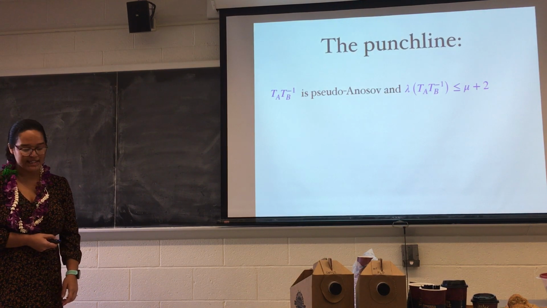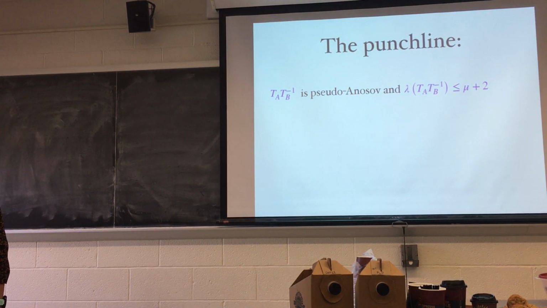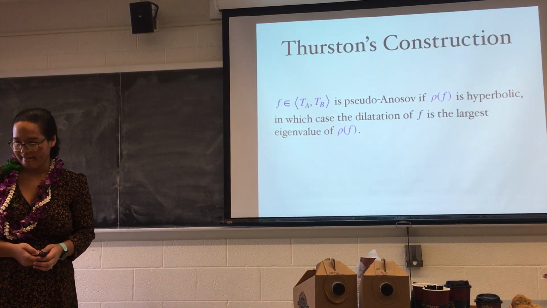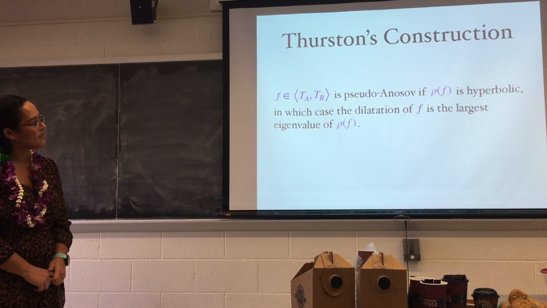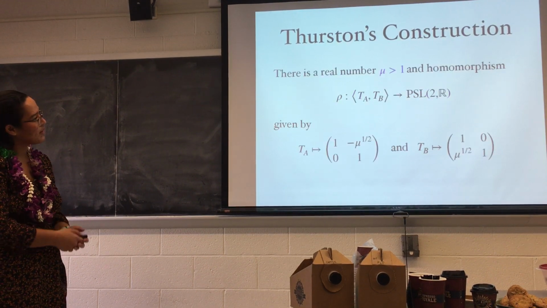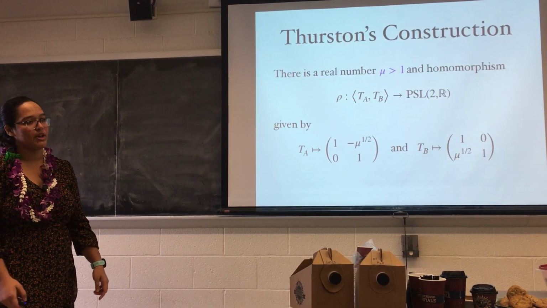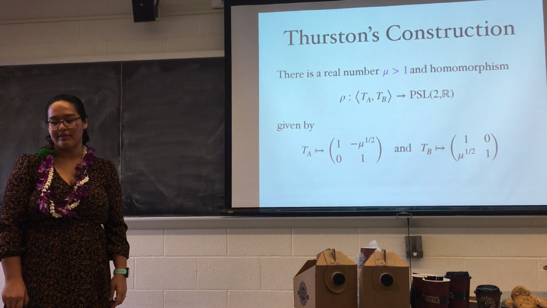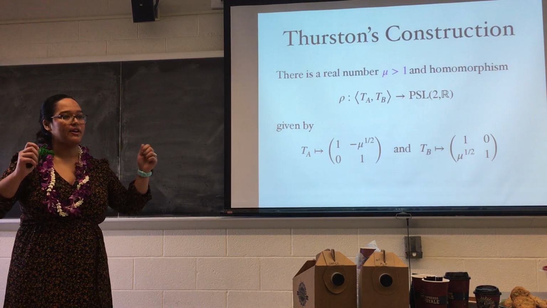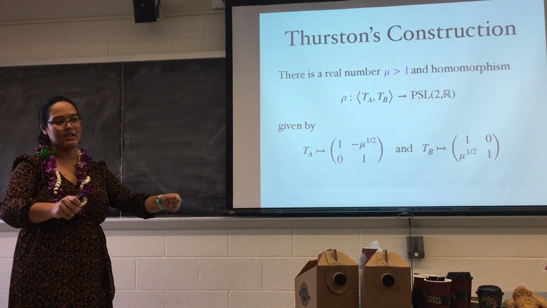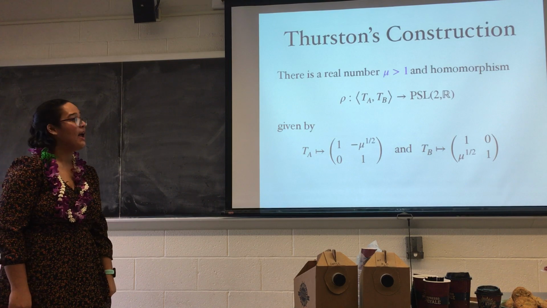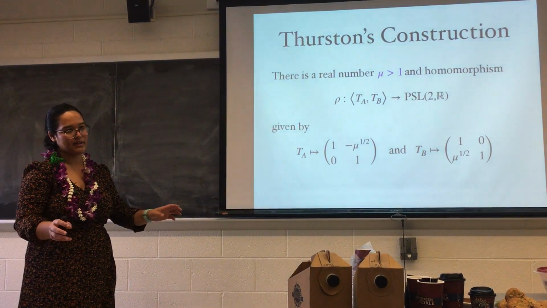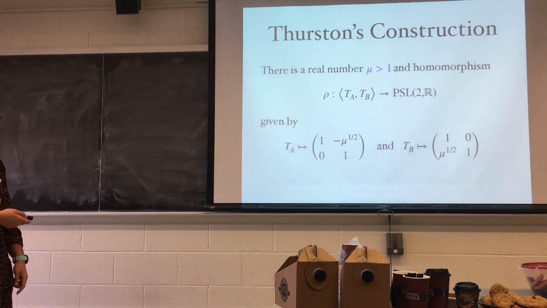Sorry, can I interrupt? Yes? I mean, where was mu? I forgot. Mu is a real number greater than 1. Any real number, or is it chosen specifically? No, it's chosen specifically. So Thurston says there exists a real number mu greater than 1, and there exists this homomorphism. I see. But we will be able to say what it is. Okay. Or talk about it. Yeah. Okay. Very good. Thank you.